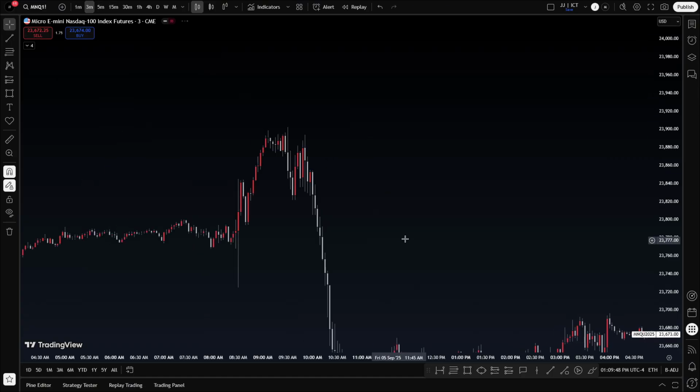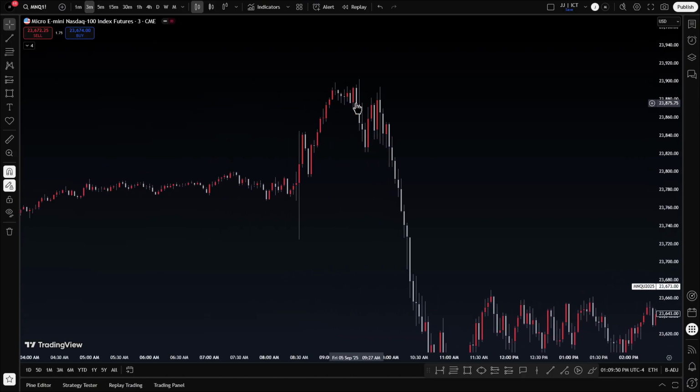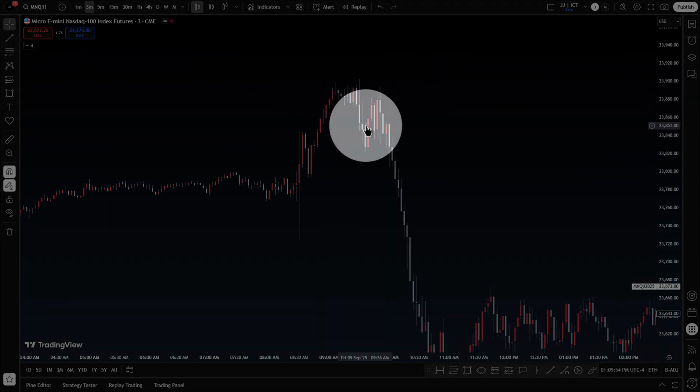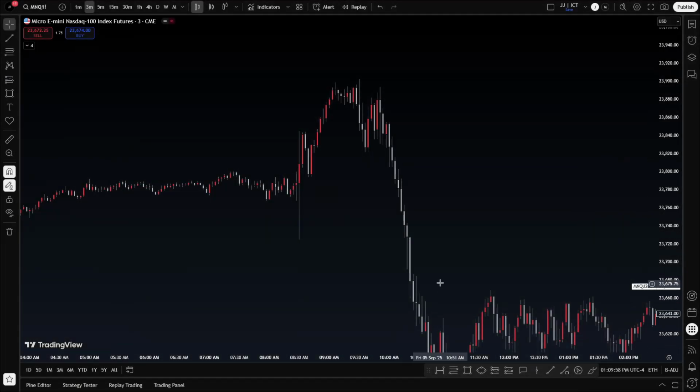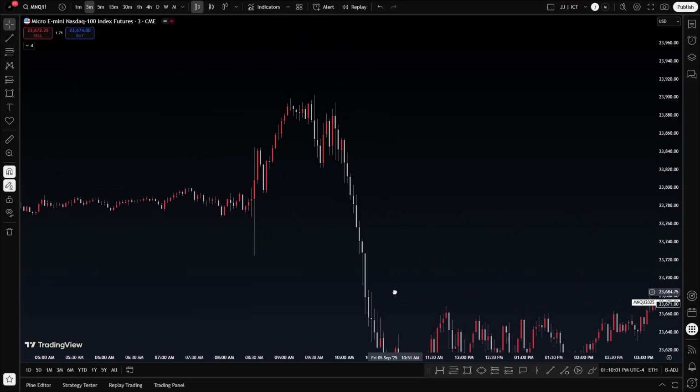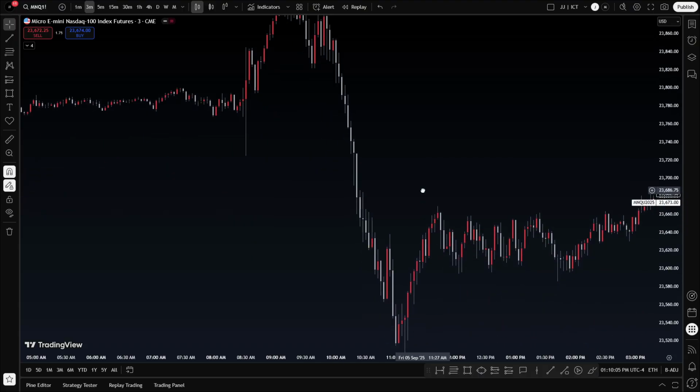Pay attention here. Mind you, I did say that price consolidated from 9:30 to 10. See that? That's just consolidation right here, back and forth. And then guess what? 10 o'clock, boom. Whoa. And yes, you can have a lower time frame consolidation with a higher time frame expansion.